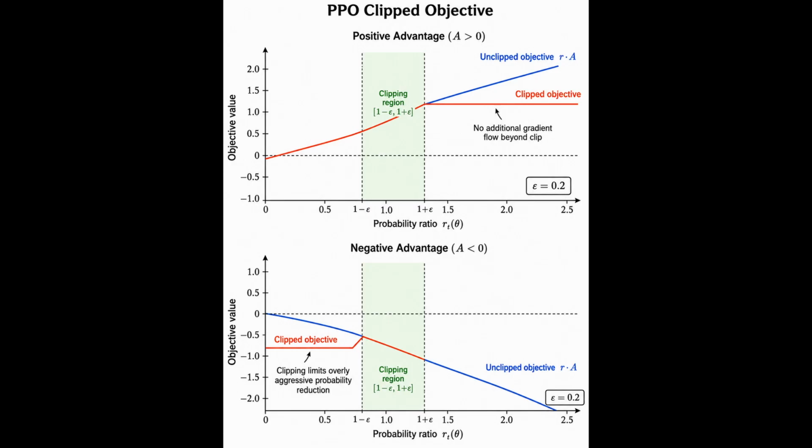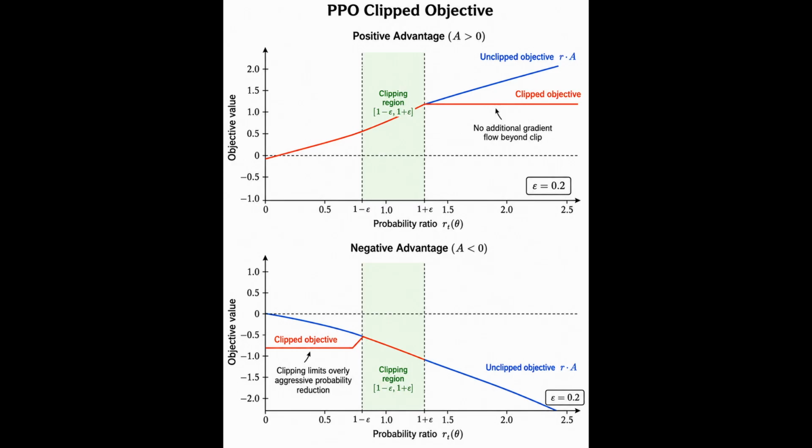L clip of theta equals E[min(r sub t of theta times A sub t, clip(r sub t of theta, 1 minus epsilon, 1 plus epsilon) times A sub t)], where r sub t of theta is the probability ratio, r sub t of theta equals p sub theta of a sub t given s sub t over p sub theta old of a sub t given s sub t.